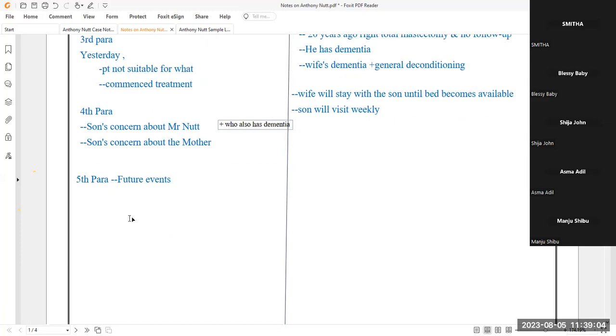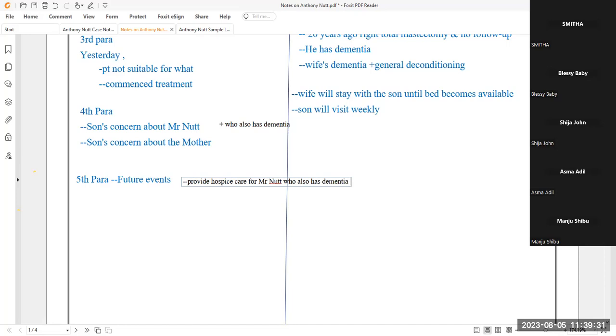At the end, in the future events, when you ask to provide hospice care, we will say you need to provide hospice care. There, you can add for Mr. Nutt, who also has dementia. That is another option. Two options are there. It's your decision as a writer.